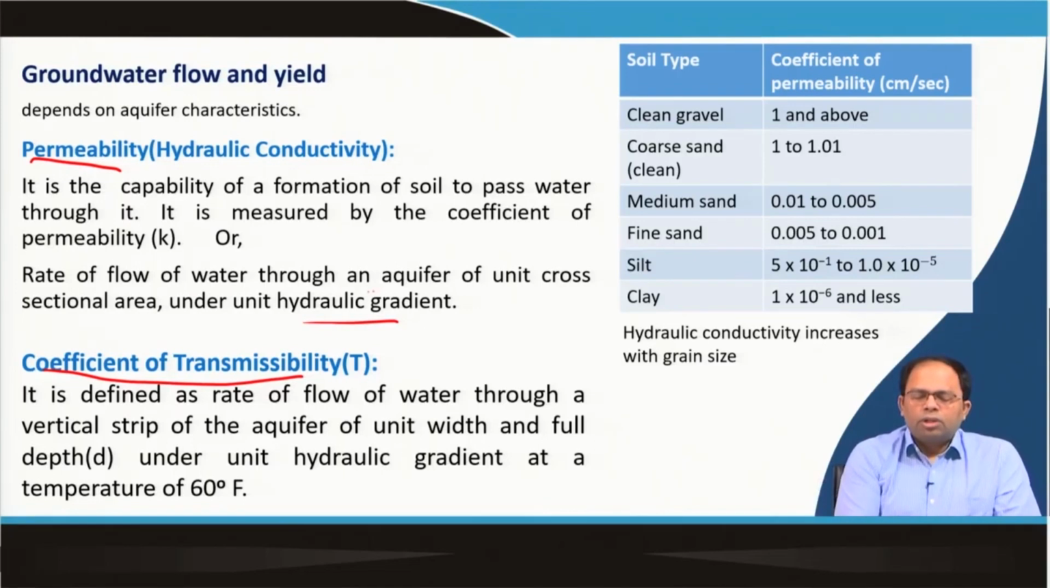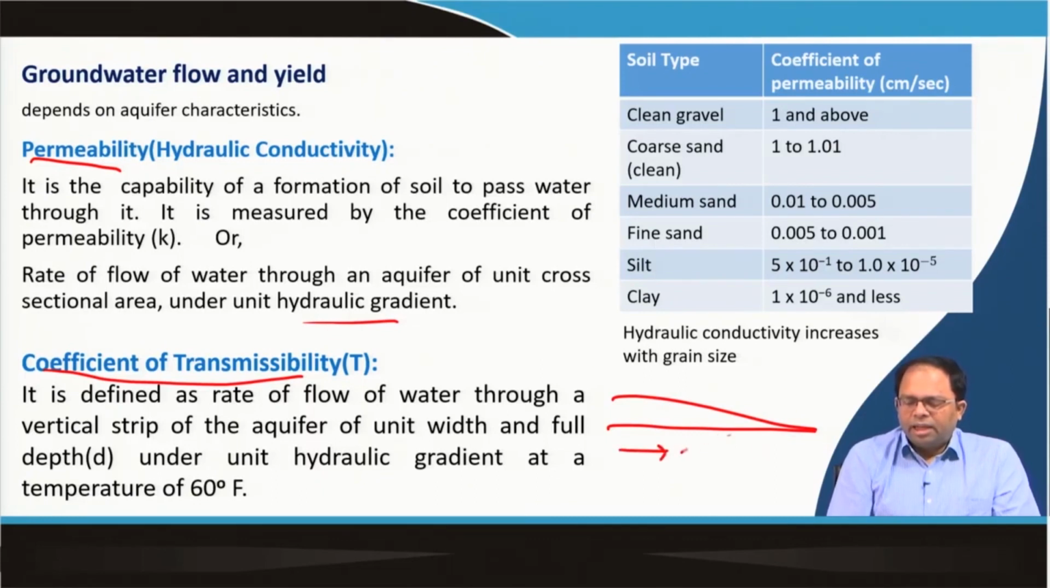So, the rate of flow of water through an aquifer of unit cross sectional area under unit hydraulic gradient. If this is the surface, this is the water table, and this is the hydraulic gradient towards this, water is flowing like this. If I can construct a unit cross sectional area, how much water will pass through it? That is what we determined at unit hydraulic gradient.